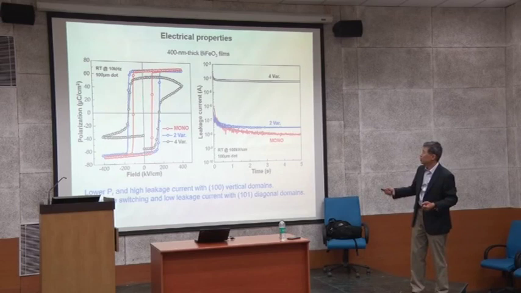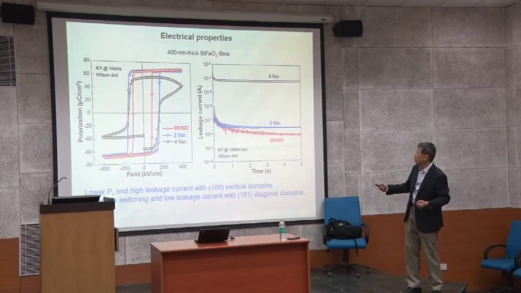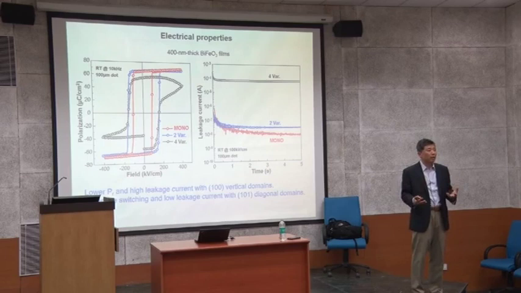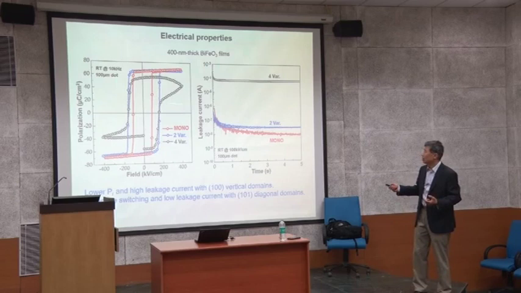So what does this one tell us? And also, when you look at the leakage, for four variants, the leakage is roughly one, two, and three orders of magnitude higher. That means your current leaks so badly that you cannot really measure it. That's why in the early stage, people making BFO and measuring had to go to 77 Kelvin, low temperature, to measure the polarization, because your leakage is so bad, and you cannot measure at room temperature. The problem at the time is the leakage is coming from these domain walls.